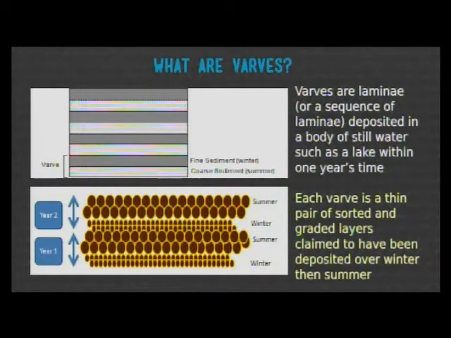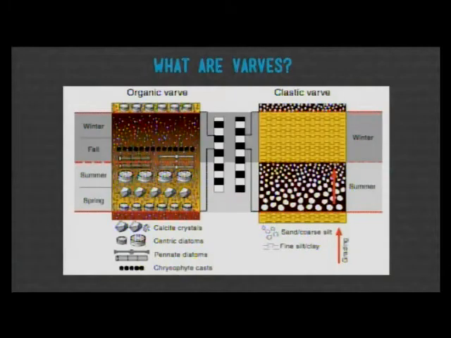Let's first focus on varves. They're laminae, or a sequence of laminae, that's very thin layers stacked on top of one another that are deposited in a body of still water, such as a lake. And so it's claimed that you have thin layers that are graded and sorted according to the temperatures, the climate, the winter and summer seasons. And you can add up these pairs of fine and coarse-grained laminae in a cyclical pattern to count the years. And so it might be constructed from organic materials, it might be constructed by the grain sizes of the material.